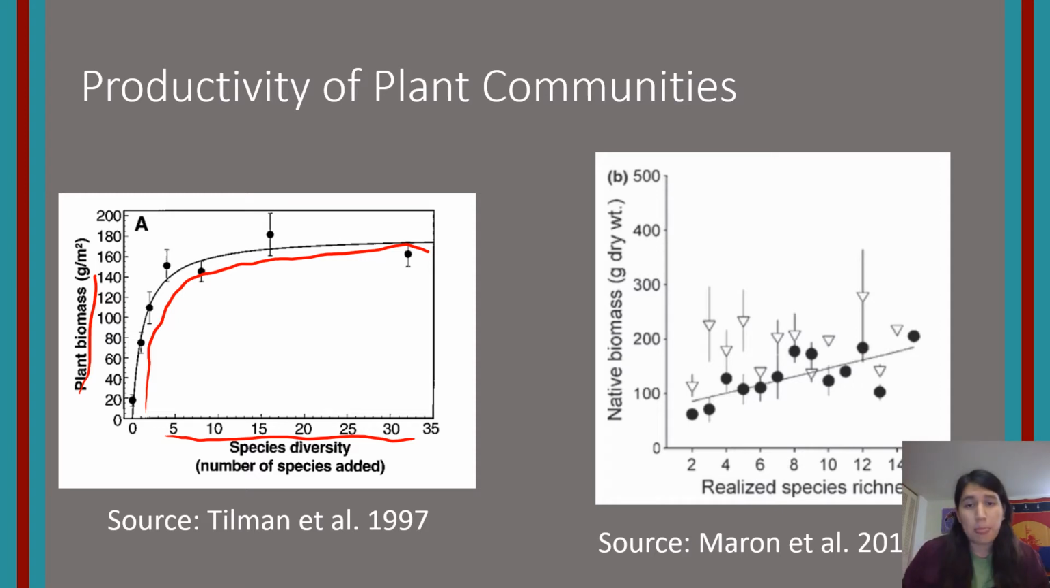And then this is contrasted with this paper right here from more recently. These black dots right here play the same role as these black dots, where as species richness, the number of species, increases, the biomass also increases.